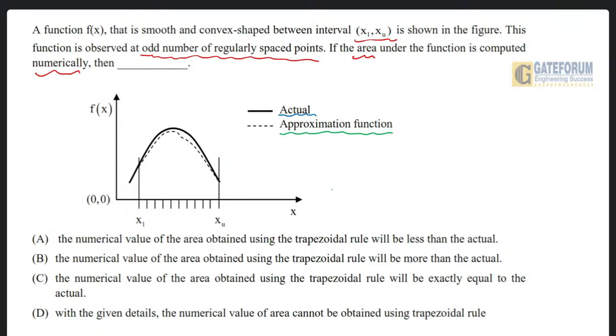So definitely, whenever an upper curve and a lower curve are there, the upper curve area is always greater than the lower curve area. That is the general meaning, if you apply the trapezoidal rule, Simpson's rule, anything. So here I can write the solution.